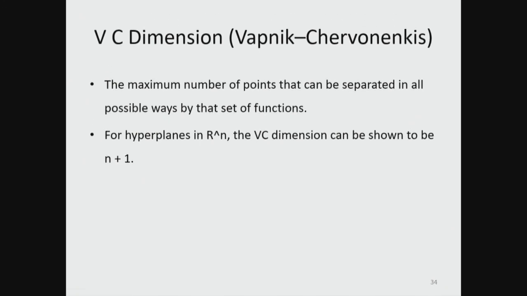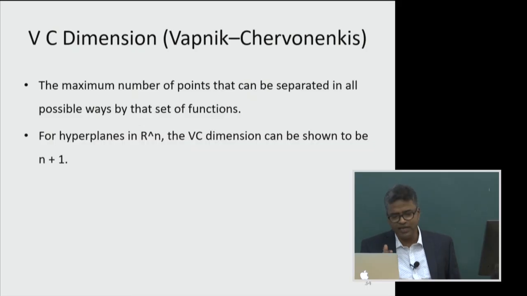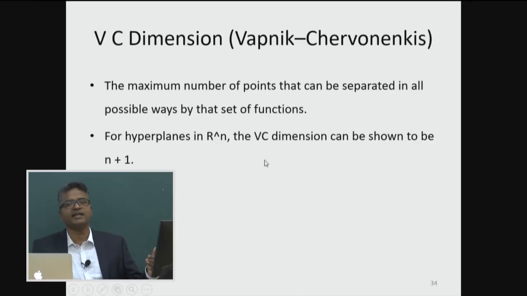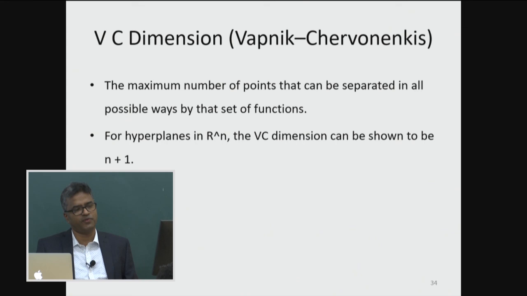As we have noticed in the case of R2, the maximum number of points that can be separated by a line is 3. We can go on checking. If instead of R2 we have R3, we can show that 4 points can be separated maximally. In general, if Rn is the space and we use hyperplanes in Rn, the maximum number of points that can be separated by that hyperplane is n plus 1. Therefore, the VC dimension for any hyperplane in Rn is equal to n plus 1.